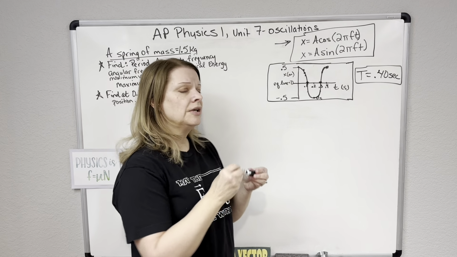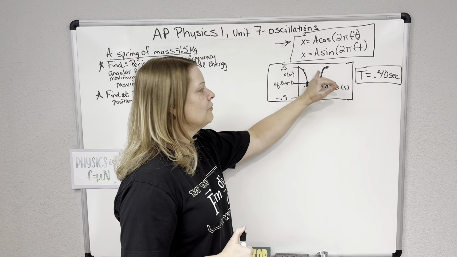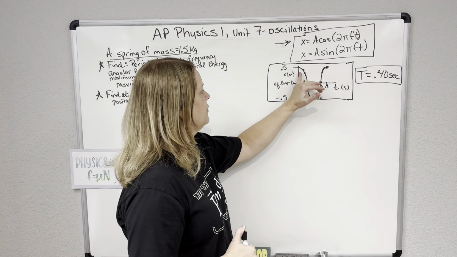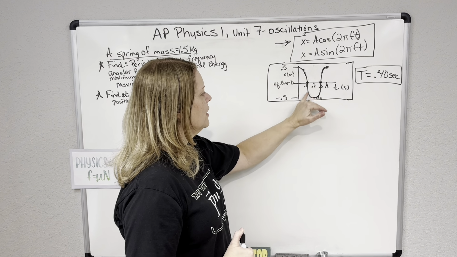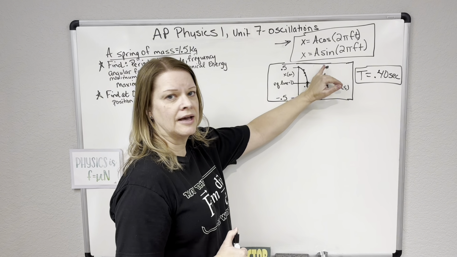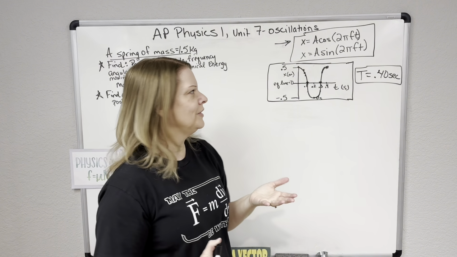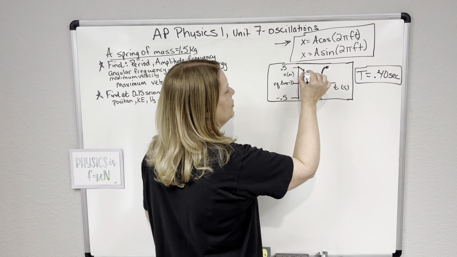It's also important to note that each of these little sections, there's 4 in this one cycle. So this is 1/4 of the cycle, this is 1/4 of the cycle, this is 1/4 of the cycle, and here's your last 4th. 1, 2, 3, 4. So 4 parts make a whole here. So this is 1/4.